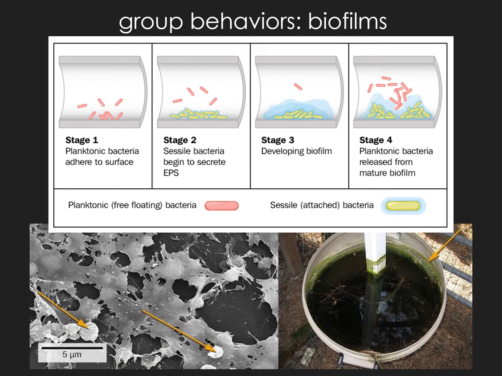To talk about something called a biofilm, which is a really cool thing. Well, it depends on where it's growing. The electron micrograph at the bottom left-hand side of your screen is a biofilm that's growing on a catheter, and it has Staphylococcus aureus embedded in it, and that means that this person has a very serious infection.